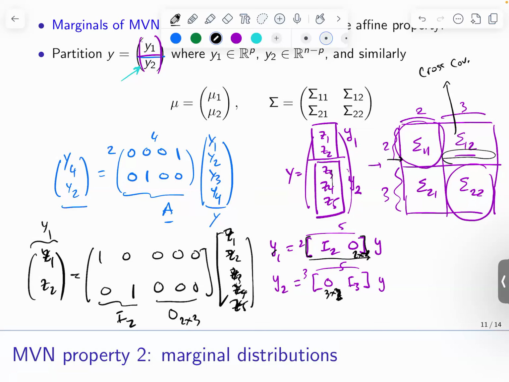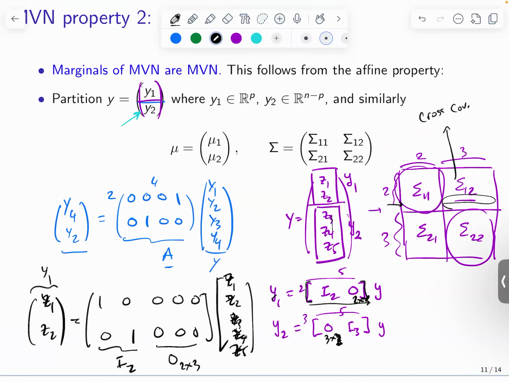Okay, so the block partitioning is what I'm trying to do here. The fact that the marginals are multivariate normal is kind of straightforward. Okay. Sounds good.